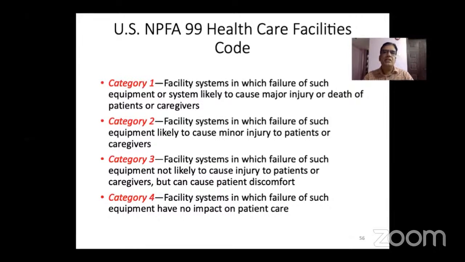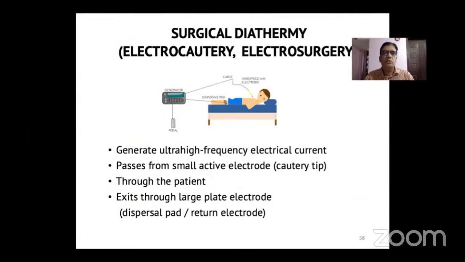In fact, the US NFPA 99 Healthcare Facilities Code gives classification of the various categories of electrical equipment systems with respect to their importance, Category 1 to 4. Category 1 refers to the failure of equipment or systems which are likely to cause major injury or death to the patient or the caregivers, those around. Category 4 is those systems where failure may not have any impact upon the patient care at all. So we should be deciding the importance of electrical items in the OT.